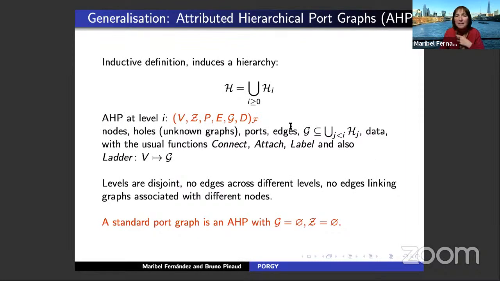This is the inductive definition of a hierarchical port graph, which again, maybe I'm not going to go through the technical details now, but it's simply, again, a standard technique. You have at the level zero of the hierarchy, the flat port graphs. Level one can have nodes that contain level zero graphs, etc.